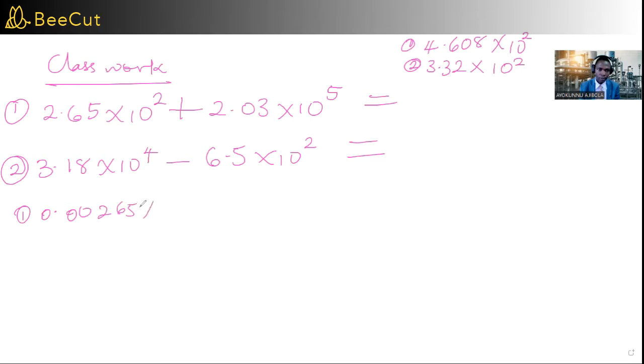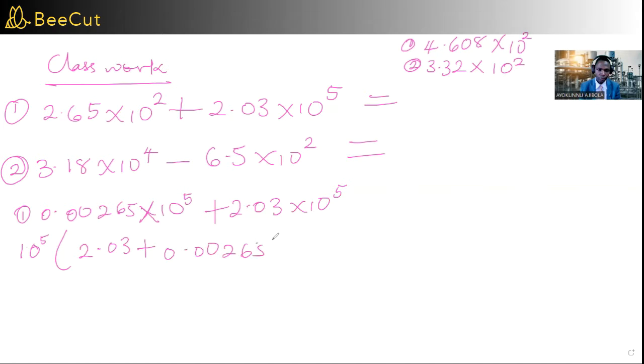0.00265 times 10 raised to power 5, because I'm changing it to become 5, plus 0.03 times 10 raised to power 5. So now that they have power of 5, what do I have to do? I have to add the two numbers together. So take common power of 10 raised to power 5 outside, then you add 2.03 plus 0.00265.